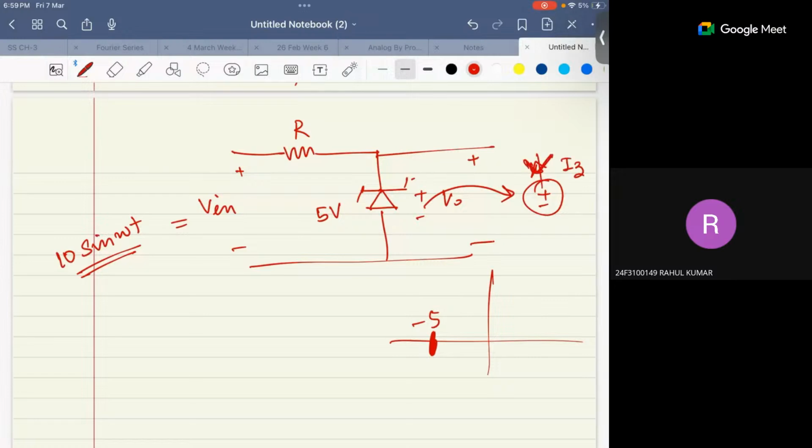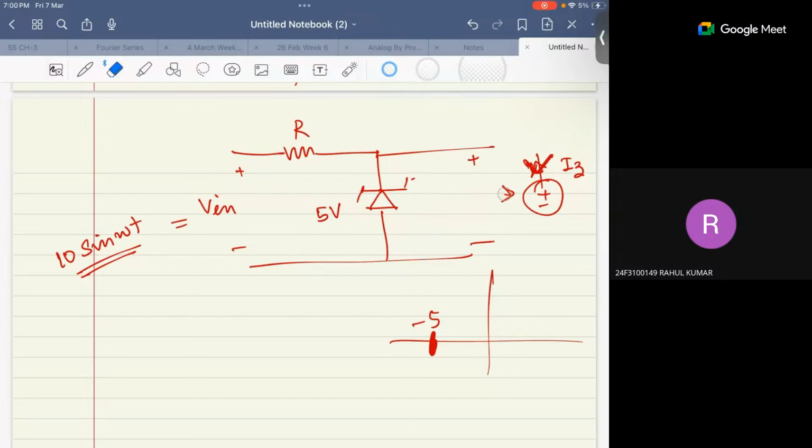But if you want to take the P junction itself as plus, then you always have to think that the potential should be less than minus 5 volt. Are you getting me or not? Is it clear? Yes, clear, sir.